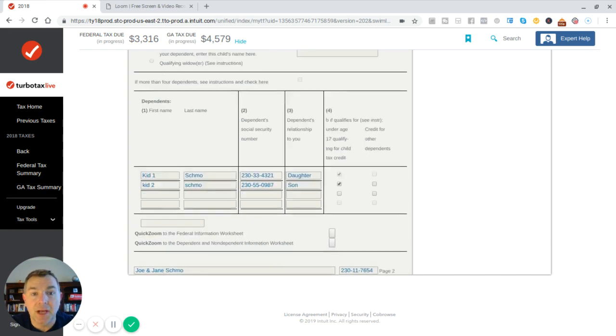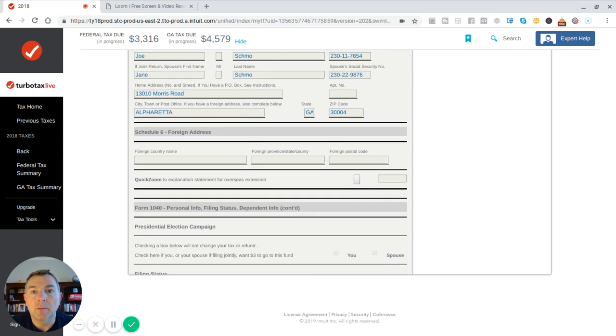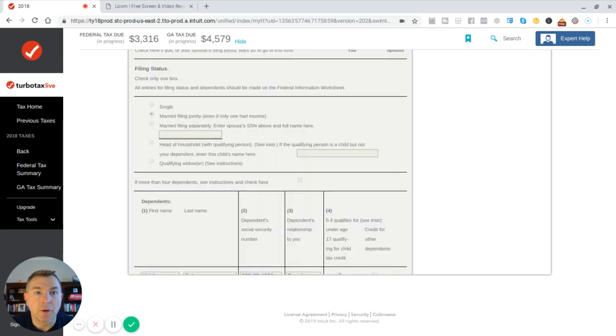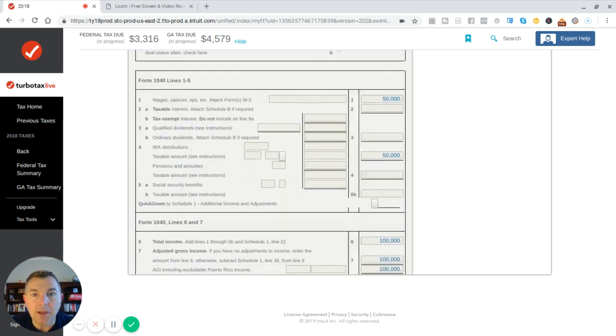And that's your page 1 right there. My name, her name, social security, dates of birth, and kids. And then if you've got a foreign address or anything like that, that's it. So now we go to page 2, and these are wages.